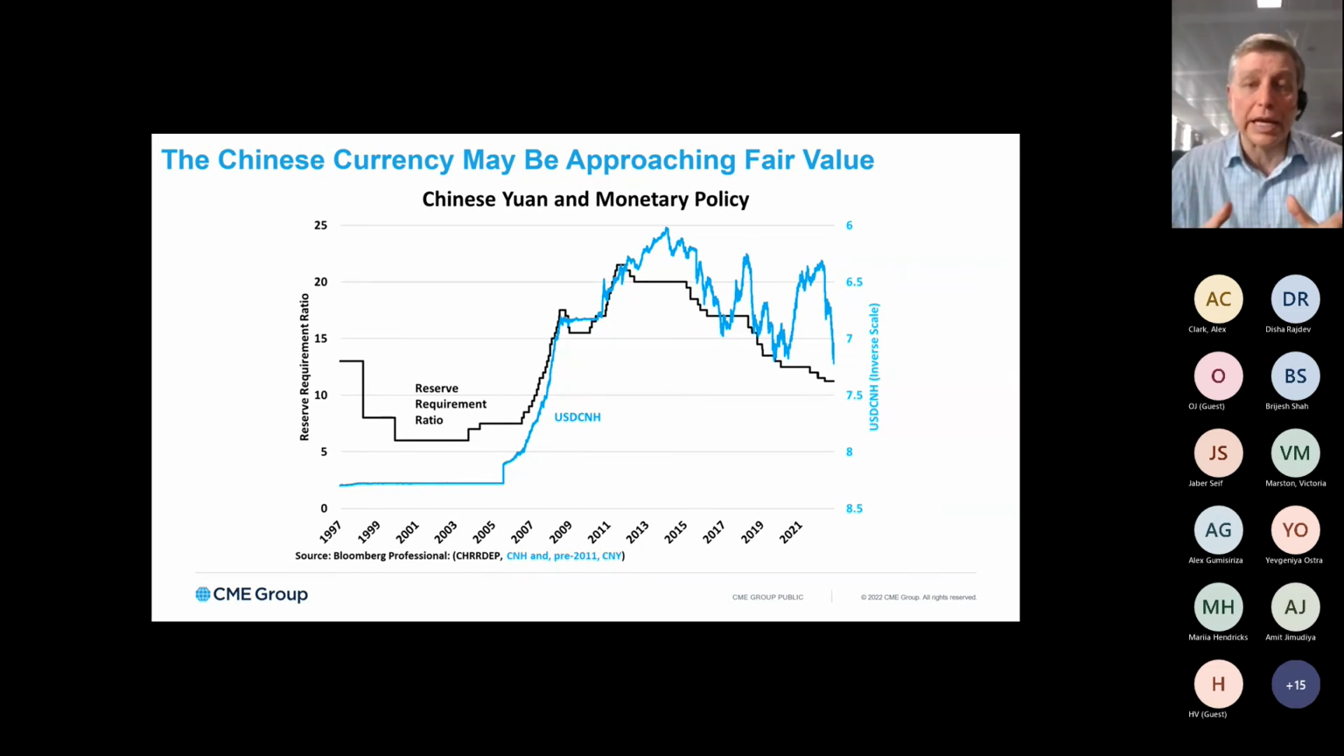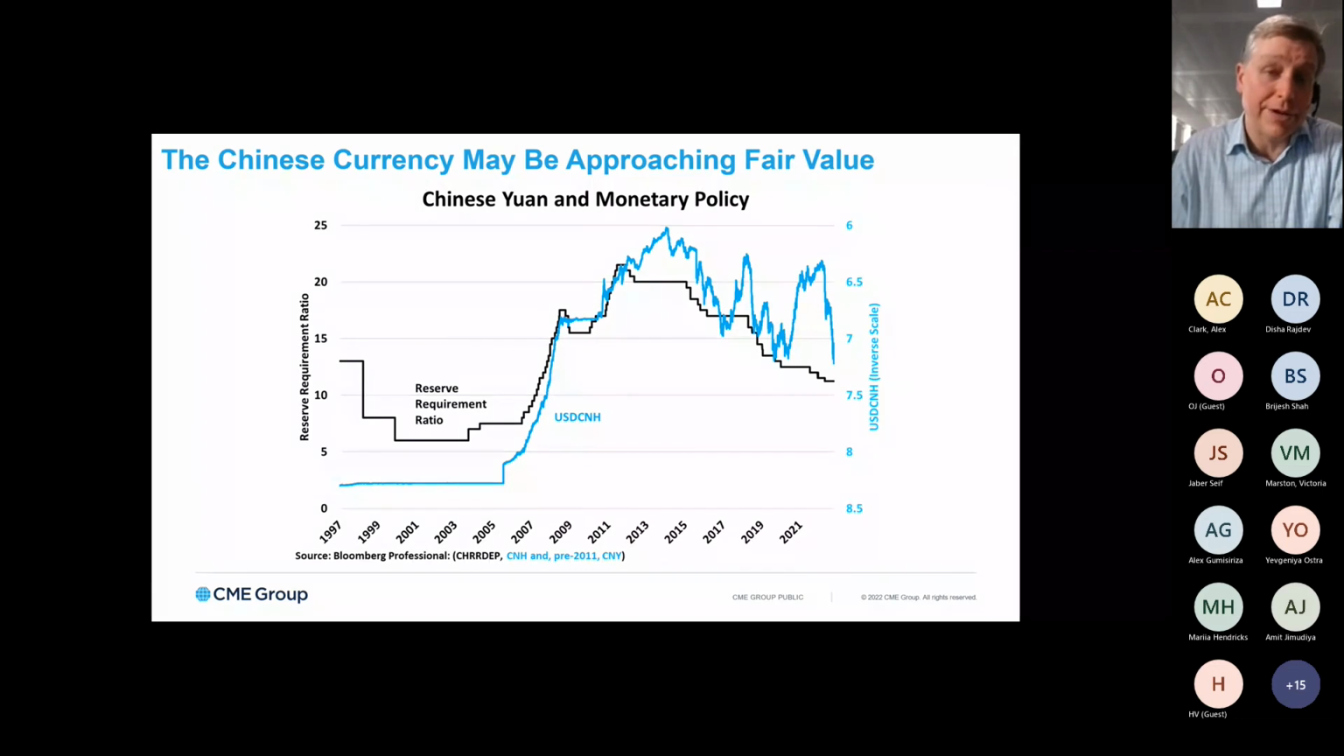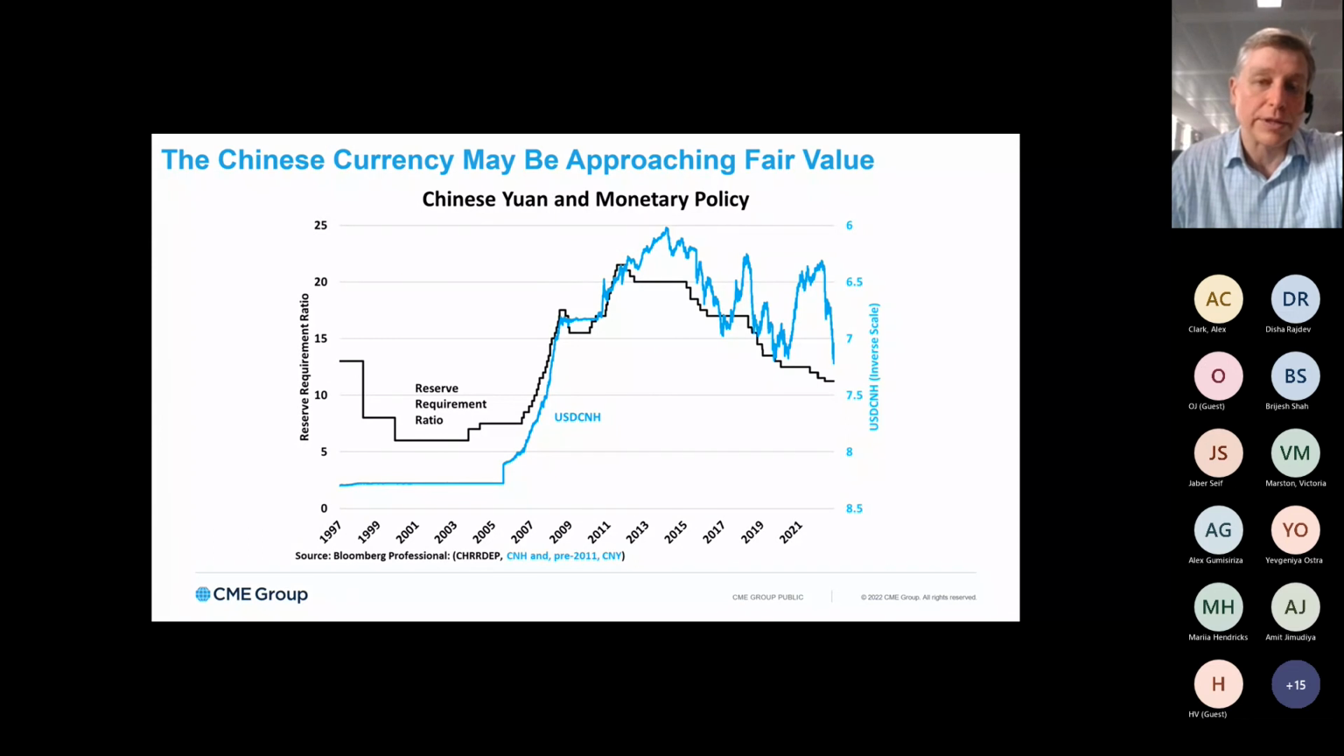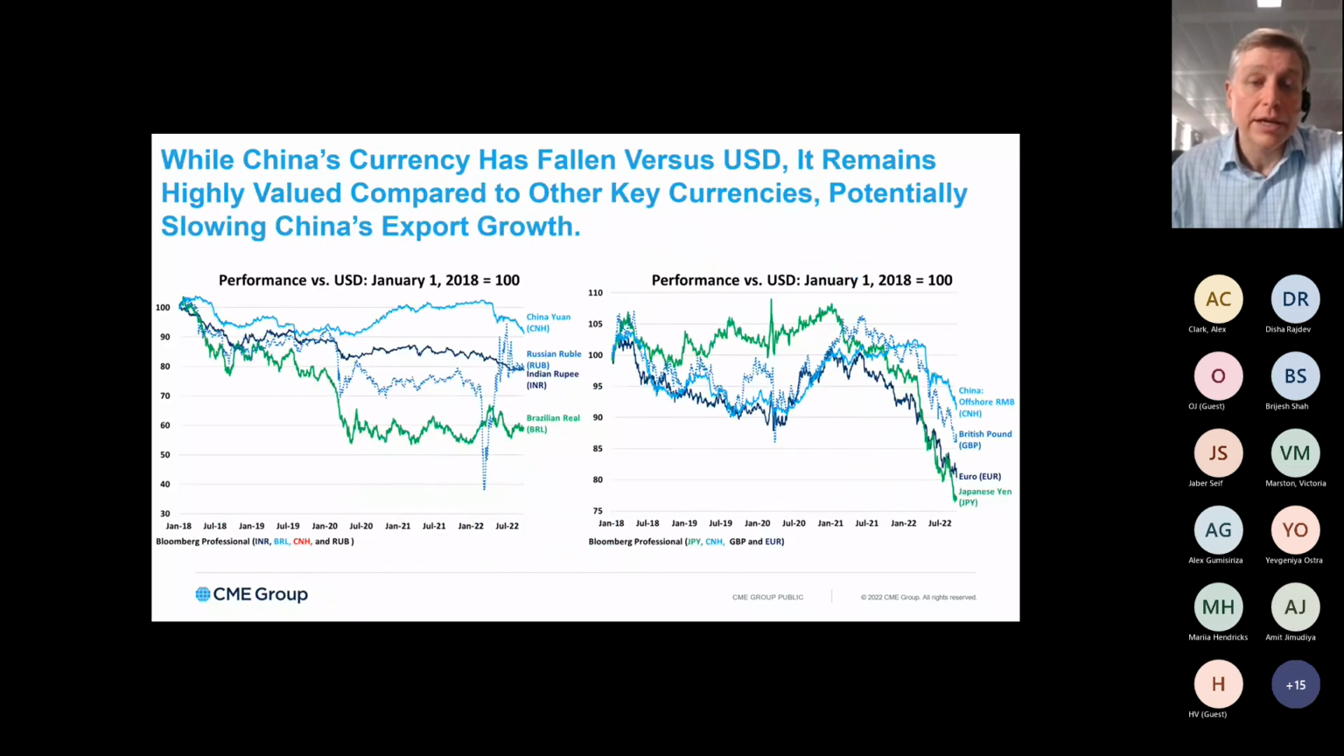China's central bank is going in the opposite direction. China's central bank is dramatically easing monetary policy, and as a result of that, their currency is weakening. So as their currency weakens, it makes it more expensive for Chinese consumers to buy goods like oil. And so as a result of that, Chinese demand for oil might start to decrease.